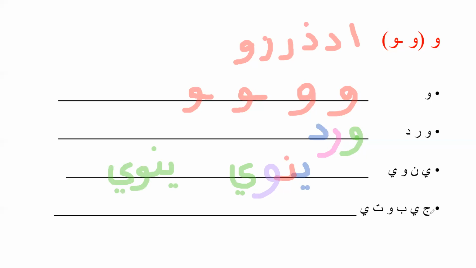And then the last one, Jim, ya, ba, wow, ta, ya, Djibouti, the name of a country. Here it is. Jim, ya, ba, wow, ta with two dots, and then ya. Djibouti. Here it is, the whole word.